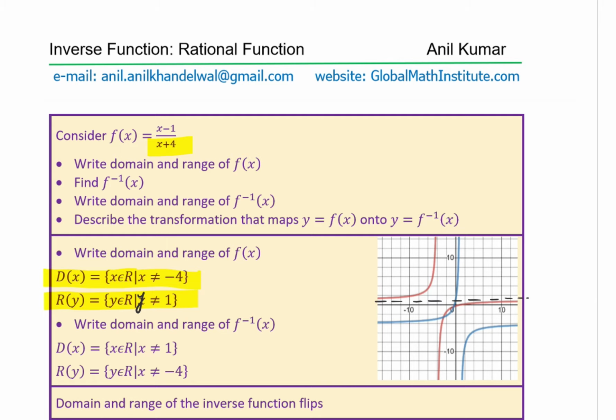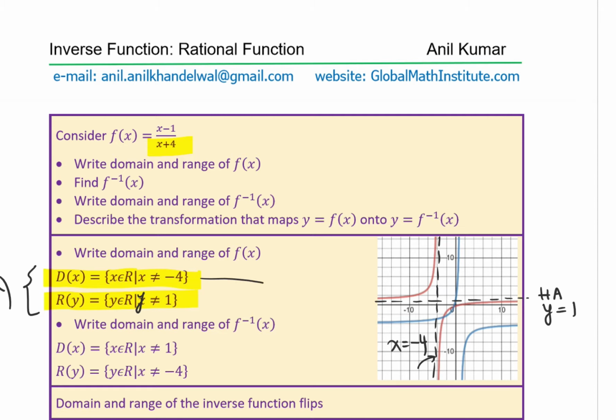Since y equals 1 is a horizontal asymptote, you get the idea, right? So this is the horizontal asymptote, y equals 1, and we do have a vertical asymptote which is x equals minus 4. Is that clear to you? So that becomes the domain and range for f of x. Clear?